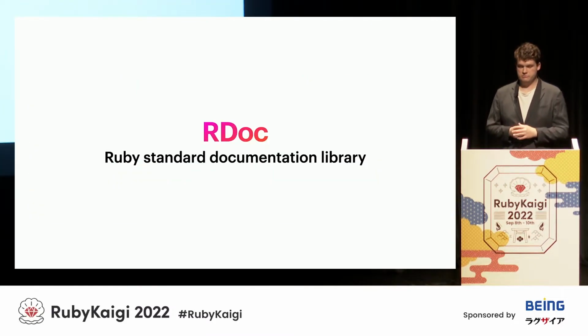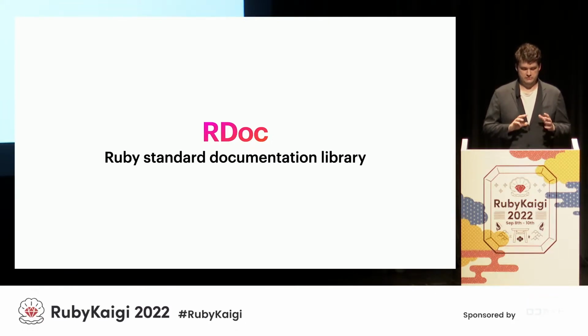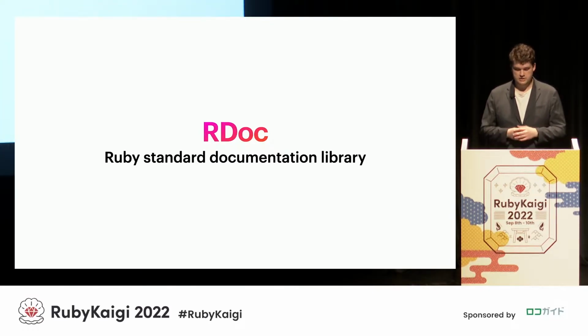Most people in this room will be familiar with RDoc already, but I want to give a quick rundown in terms of how documentation for Ruby source and the standard library currently works. If you're new to Ruby, firstly, welcome to the community, and I hope you're having a wonderful RubyKaigi so far.